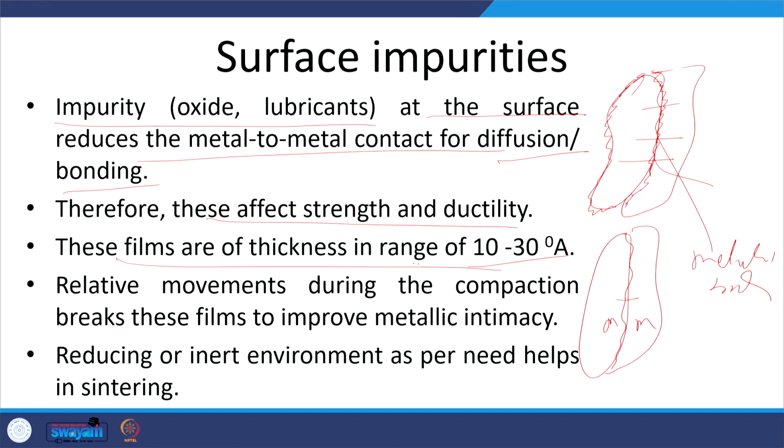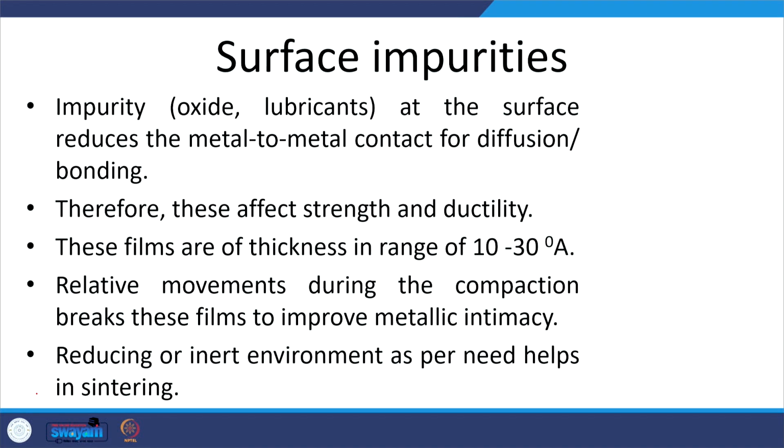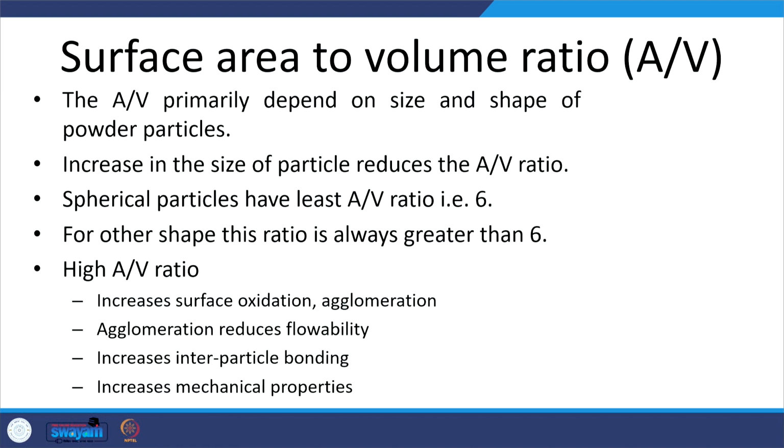These films are of very small thickness, in the range of 10 to 30 angstrom, and sometimes the inherent nature of the process during the compaction helps in elimination or reducing these impurities. How? The relative movement between the powder particles during the compaction helps to break the surface impurities and improve the metal to metal contact. Okay. Alternatively, a reducing environment or vacuum also helps in facilitating good metal to metal contact for sintering purposes.